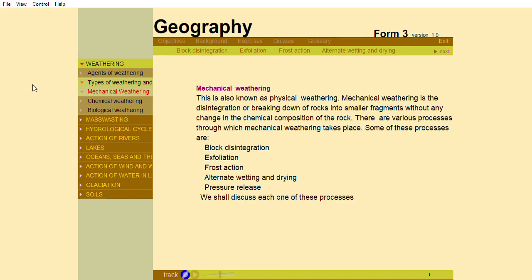Mechanical weathering. This is also known as physical weathering. Mechanical weathering is the disintegration or breaking down of rocks into smaller fragments without any change in the chemical composition of the rock. There are various processes through which mechanical weathering takes place. Some of these processes are block disintegration, exfoliation, frost action, alternative wetting and drying, and pressure release. We shall discuss each one of these processes.